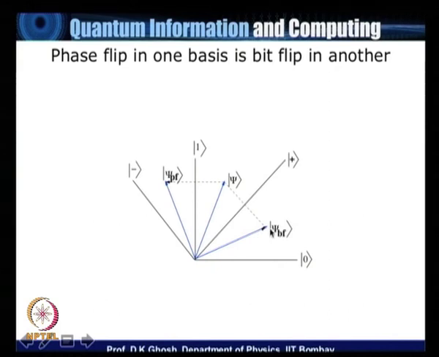Now if you look at this geometrically, it simply means that this is a reflection of the state psi about this diagonal basis. On the other hand, consider a phase flip.